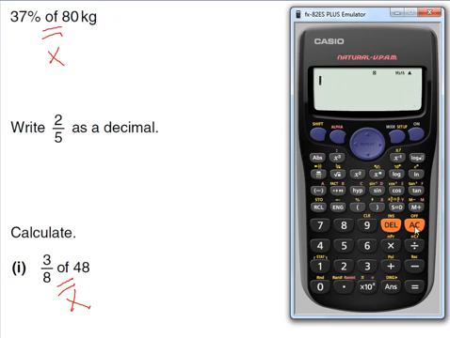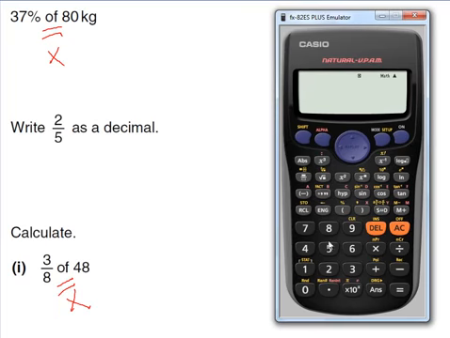So I'm going to clear the previous work. So 37%. Now take a minute just to see if you can find the percent button. Okay, it's just here, just above the open bracket. So I want to write the percentage in. Now it's in yellow. So if I press this button, I'm going to get the bracket. So to get the percentage up, I press shift percentage. So I want 37% of, which is the times button, 80.